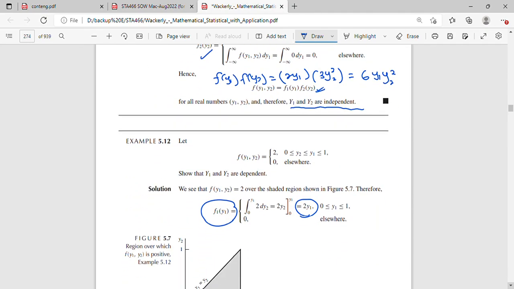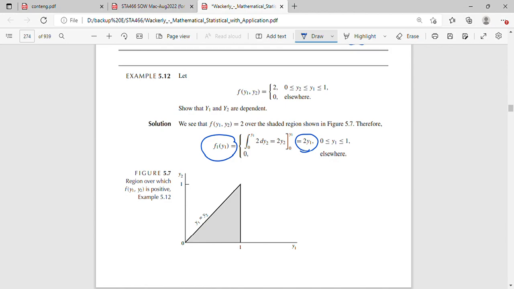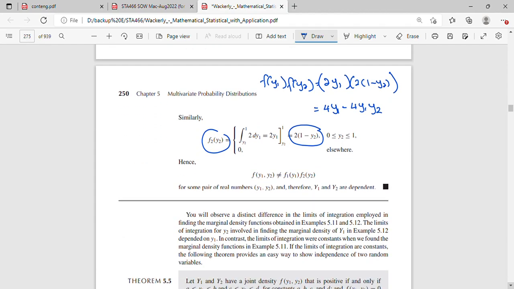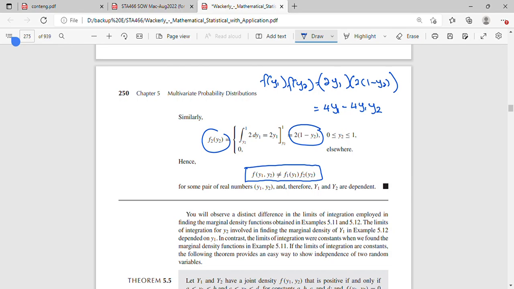Is it equal with the joint PDF? Okay, the value is 2. Okay, this. So it is not equal. Alright, because of this condition, we can say that Y1 and Y2 are not independent ataupun dependent. Okay, so make sure kena tunjukkan, show your calculation of the multiplication, baru you boleh buat conclusion here. Okay, so that's all.